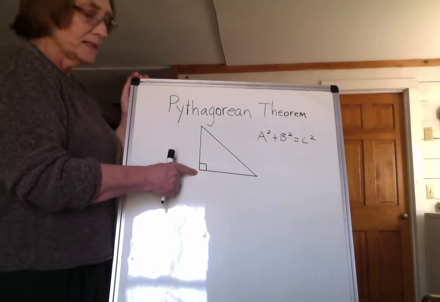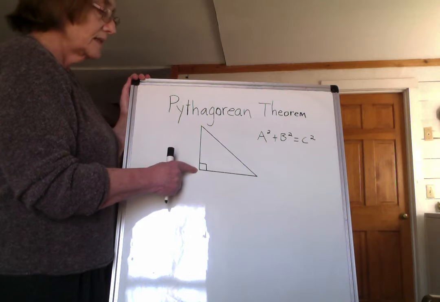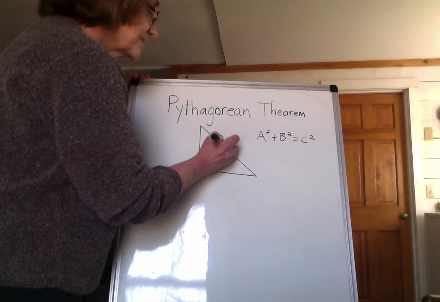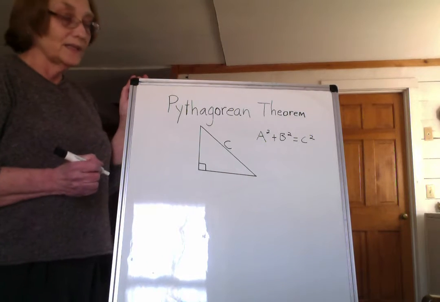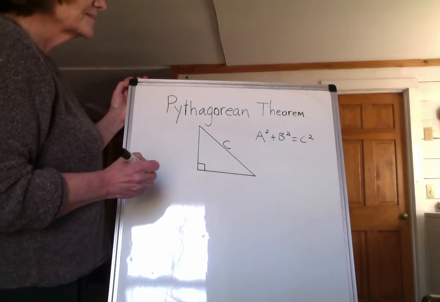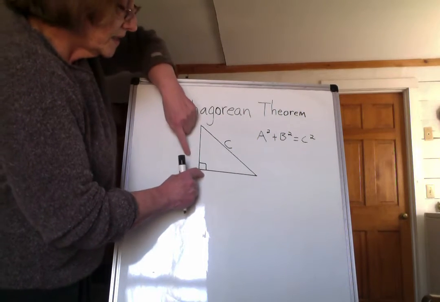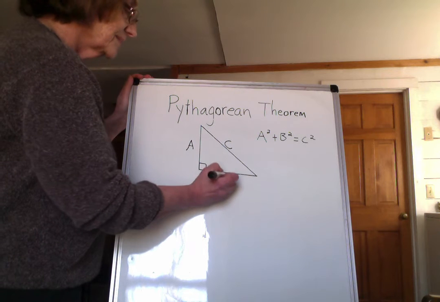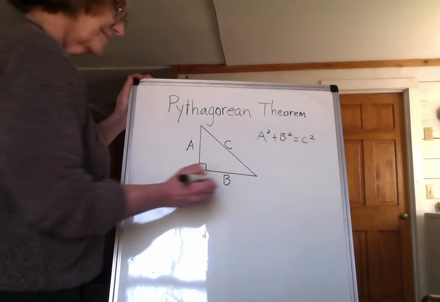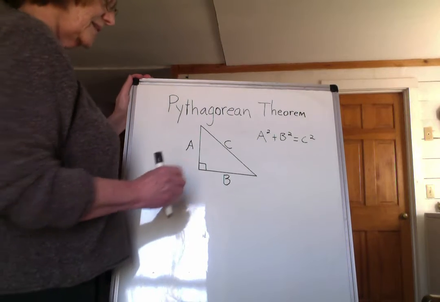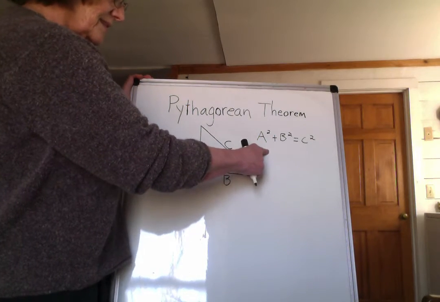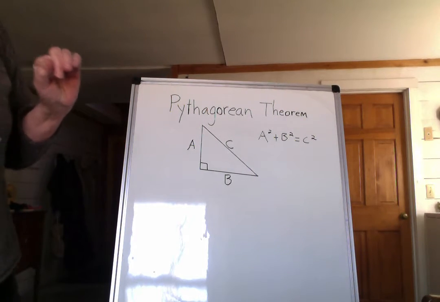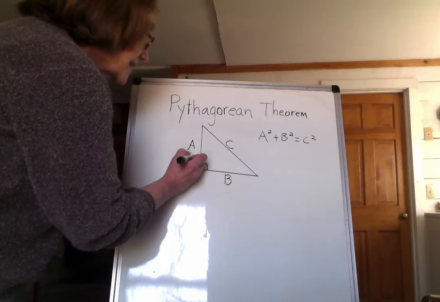The opposite side of this 90-degree angle is the hypotenuse, and generally it's the letter C. The other two sides are the legs, and we'll label them A and B. This is the formula that we'll use, and we'll substitute the numbers that we've been given for these sides.